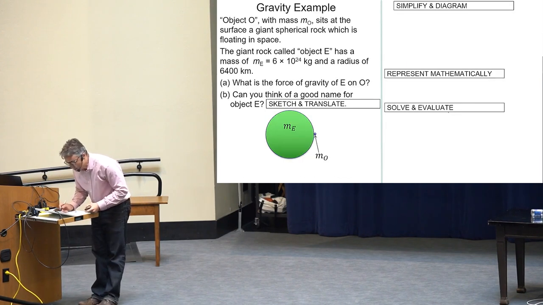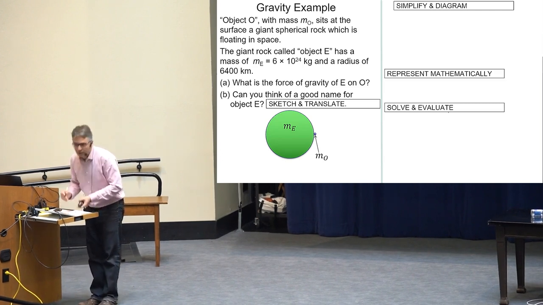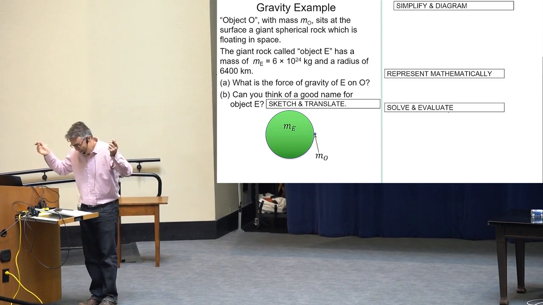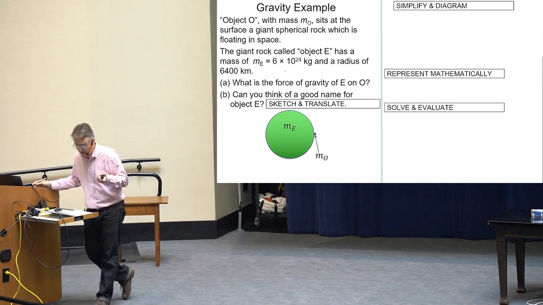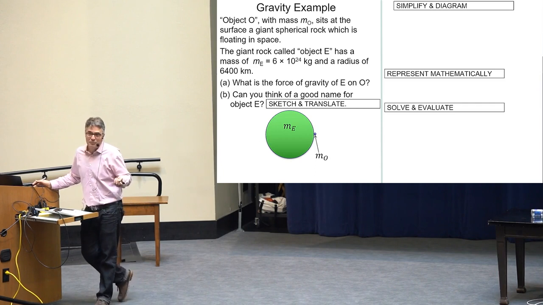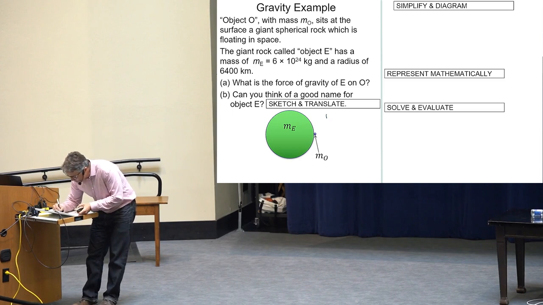Okay, so let's do an example. You have two objects. Object O with a mass MO sits at the surface of a giant spherical rock, which is floating in space. So you have to imagine two objects floating in space. The giant rock, we'll call this object E, maybe. Let's come up with a letter here. It has a mass of 6 times 10 to the 24 kilograms and a radius of 6,400 kilometers. First of all, what's the force of gravity of E on O? And question B is, can you think of a name for object E? You can name it anything you want, I guess, but let's write this down. R is 6,400 kilometers.